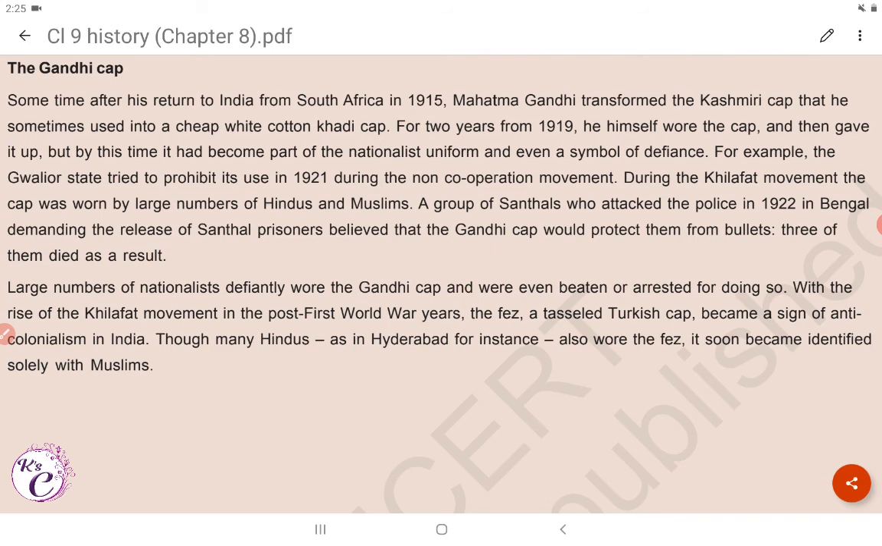With the rise of the Khilafat movement in the post-First World War years, the fez, the Turkish cape, became a sign of anti-colonialism in India. Though many Hindus, as in Hyderabad for instance, also wore the fez, it soon became identified solely with Muslims.